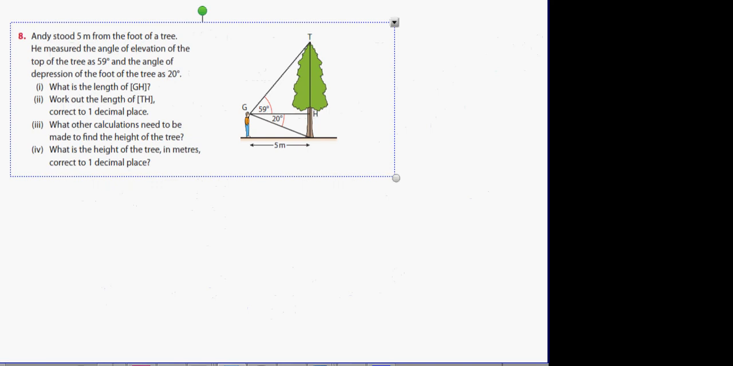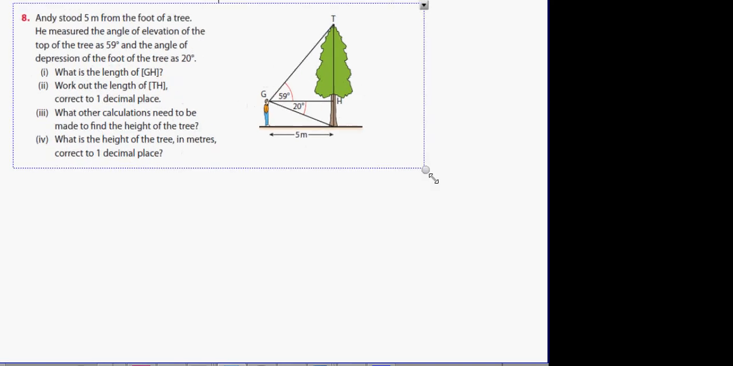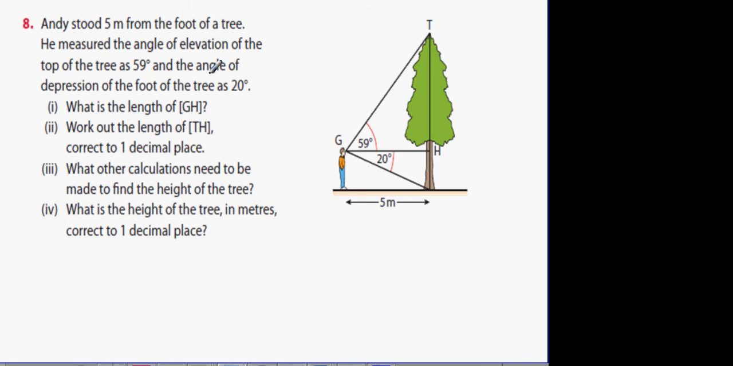Number 8. Andy stood from the foot of a tree. He measured the angle of elevation of the top of the tree as 59 degrees, and the angle of depression to the foot of the tree is 20. What is the length of GH? Okay, guys, so let's work with this triangle starting off here.